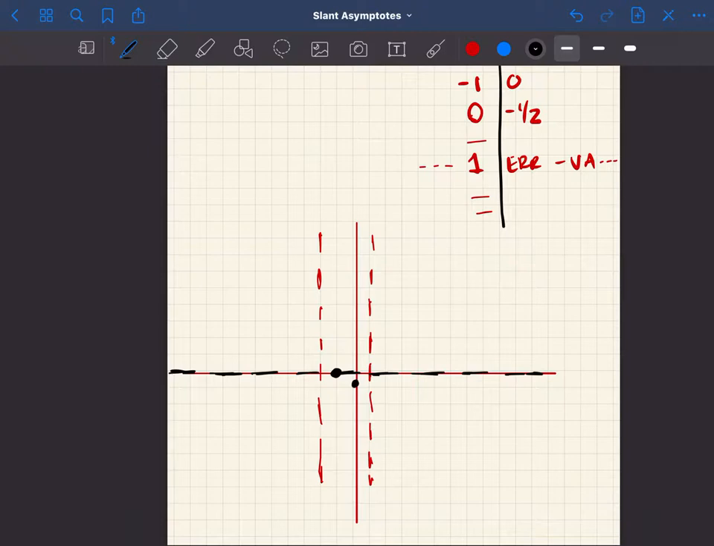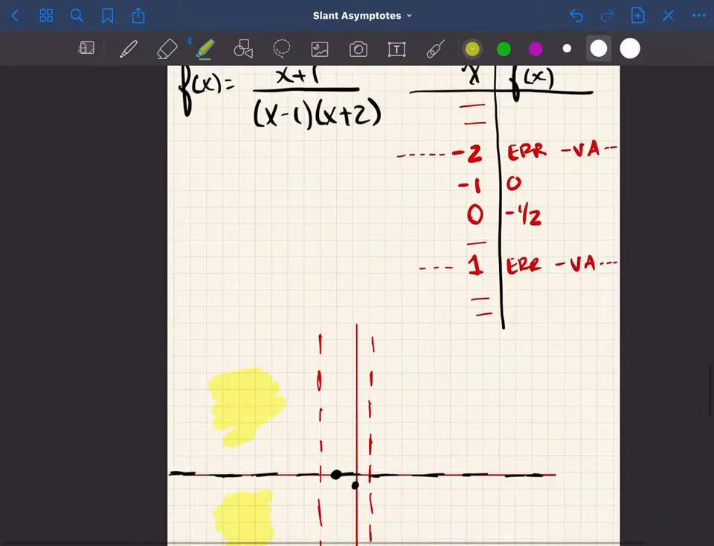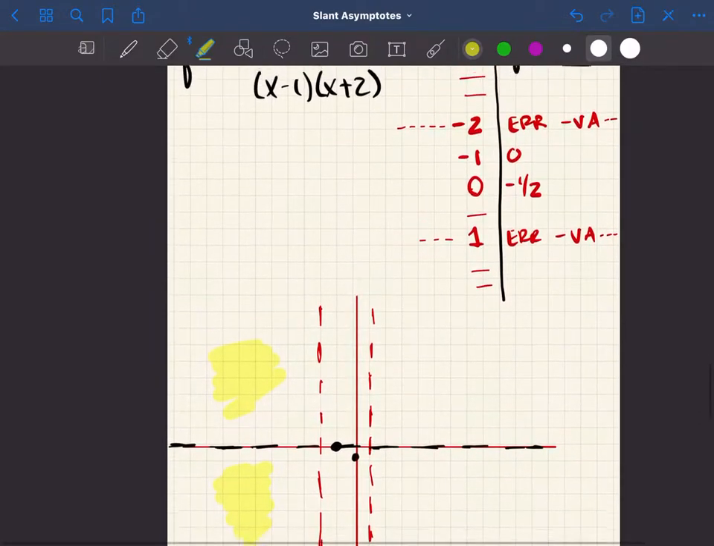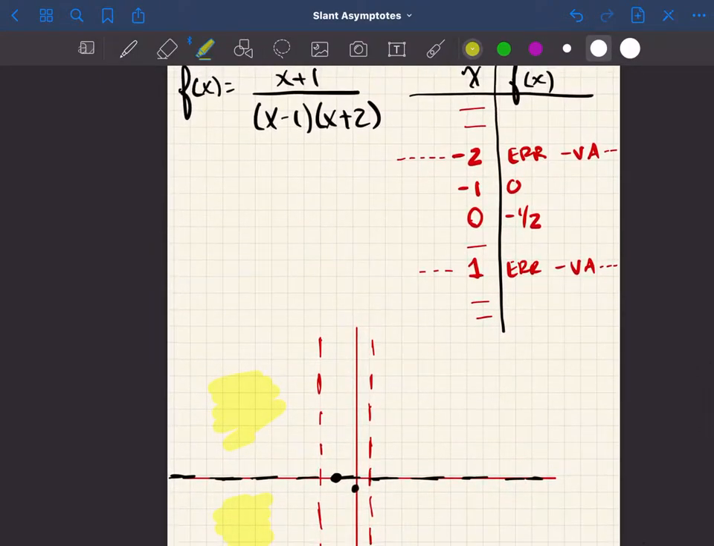So we need to know, is my graph going to have data in the upper positive quadrant, or is it going to be in the negative quadrant? So we need to figure out what's going on this side over here. One thing that you can do is just plug in a value. We can plug in a value over here to see, is it positive or negative.